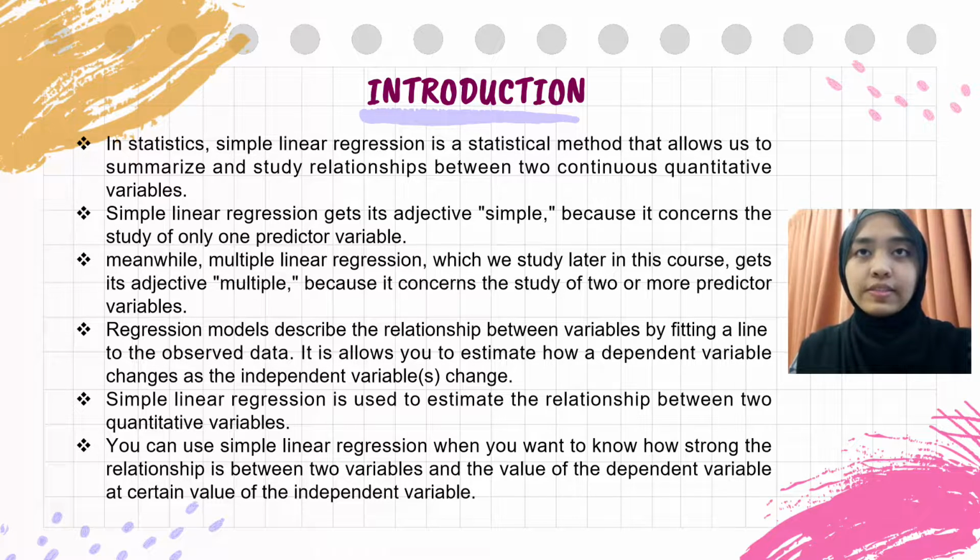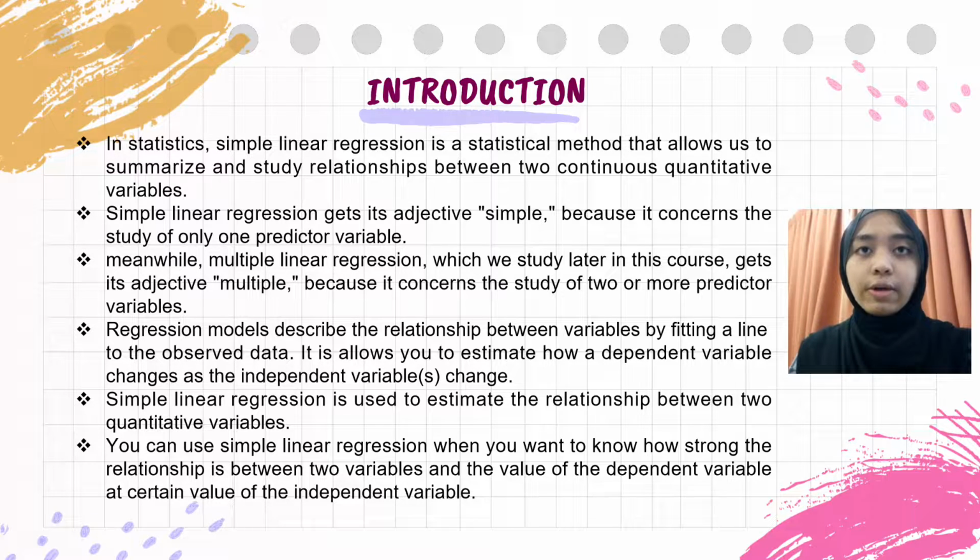Introduction. In statistics, simple linear regression is a statistical method that allows us to summarize and study the relationship between two continuous quantitative variables. Simple linear regression gets its adjective simple because it concerns the study of only one predictor variable. Meanwhile, multiple linear regression, which we study later in this course, gets its adjective multiple because it concerns the study of two or more predictor variables.